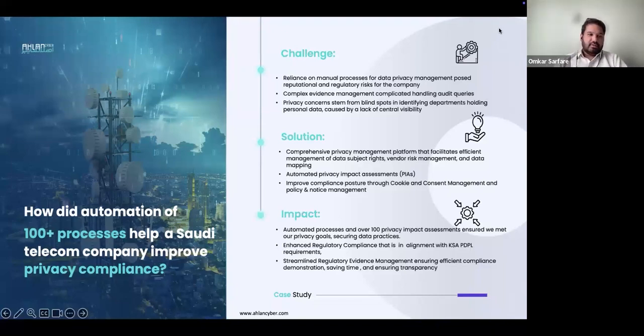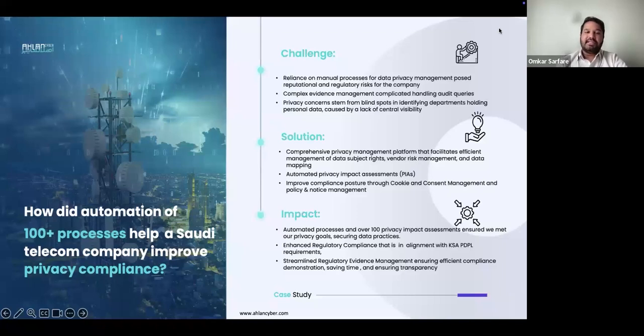So basically, there was a very heavy reliance on manual processes, which made it very difficult to track personal data across various departments. There were certain blind spots that were created that posed both regulatory as well as reputational risk. Further complicating matters was the complex nature of evidence management, which made preparing for and responding to audits very time consuming and inefficient.